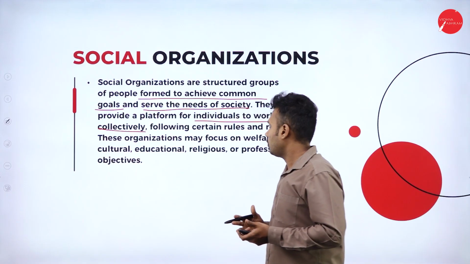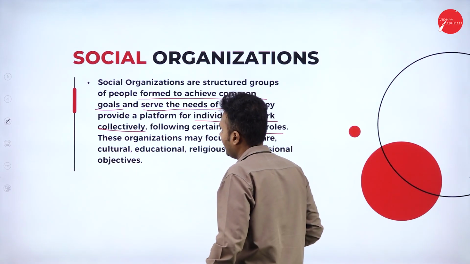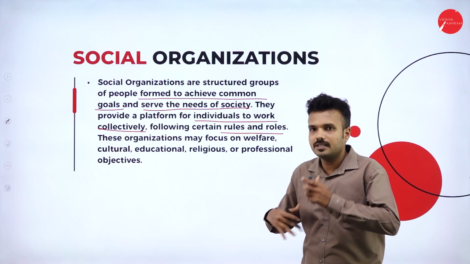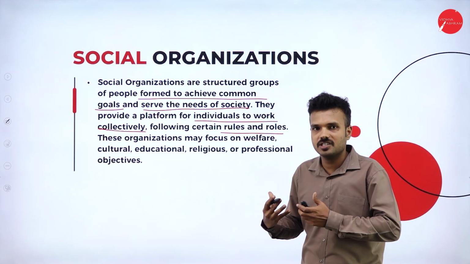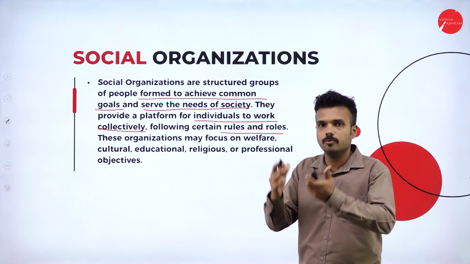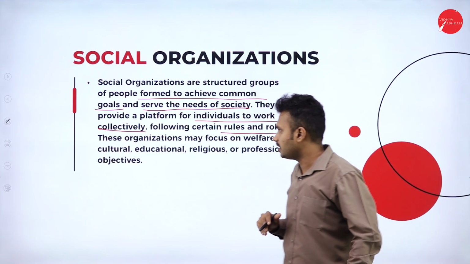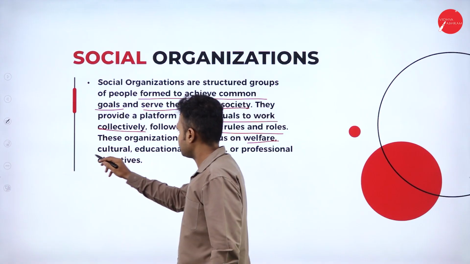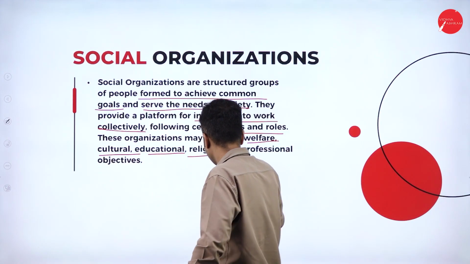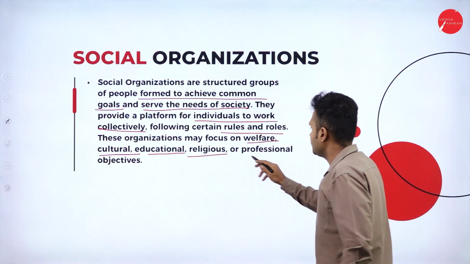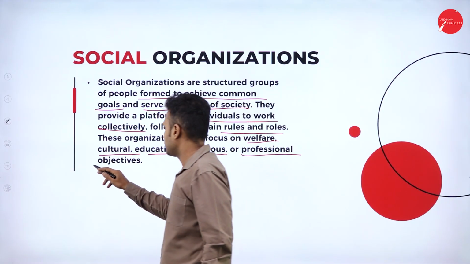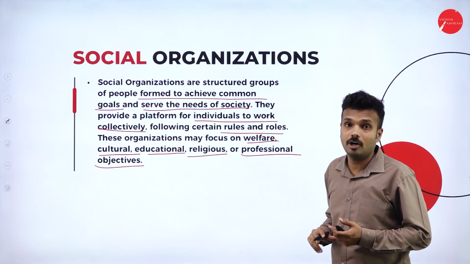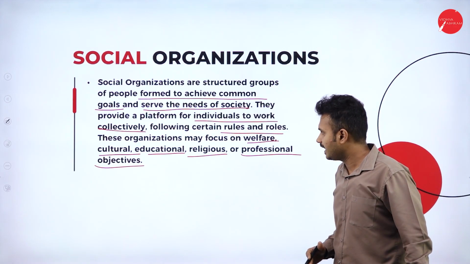Okay, so following certain rules and roles. They have certain rules, restrictions, regulations which must be strictly followed by that particular group of people that we are going to study further. This organization may focus on welfare, cultural, educational, religious or professional objectives. The objective will be different. It totally depends upon the organization which we are going to consider.